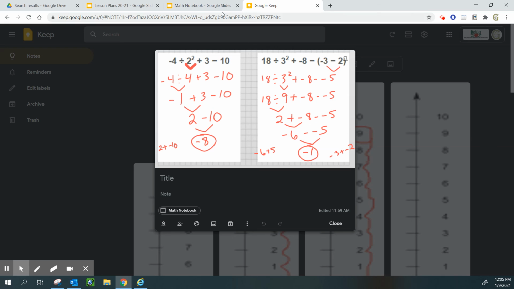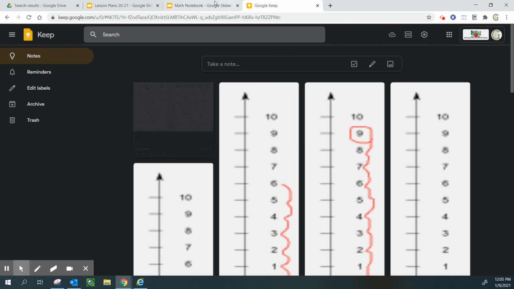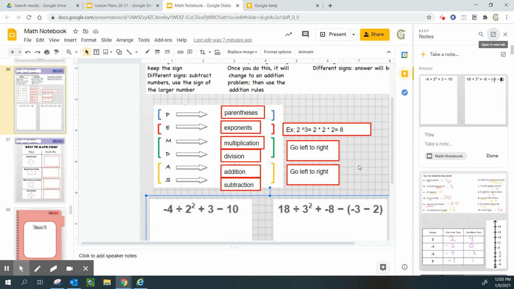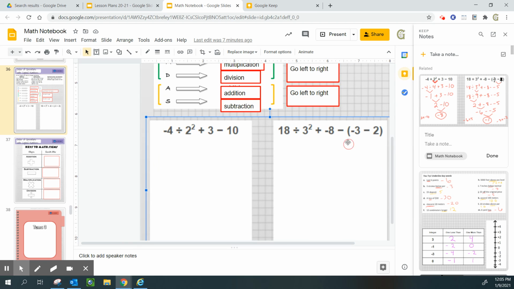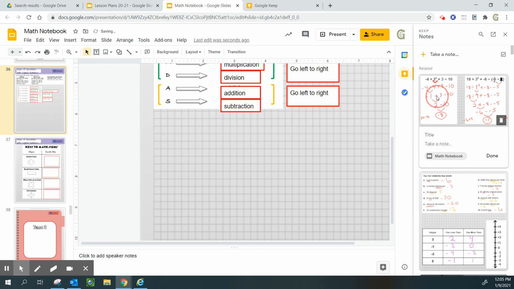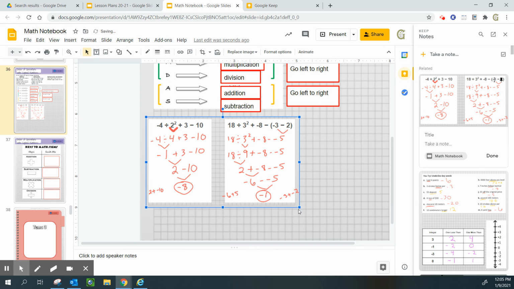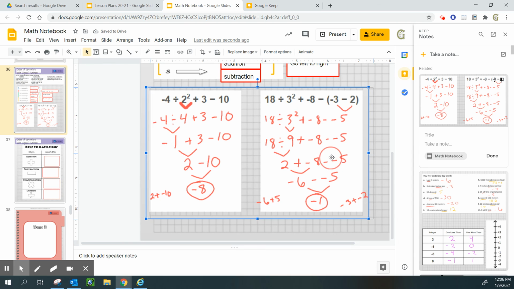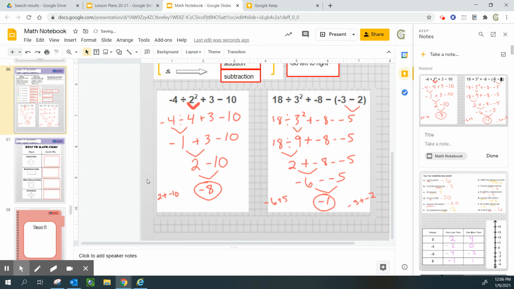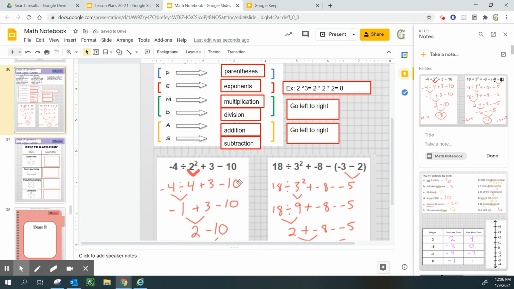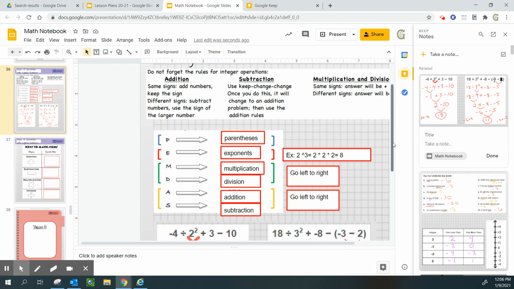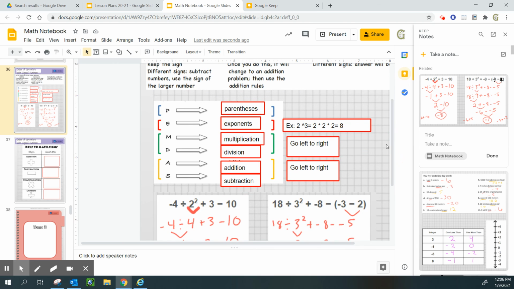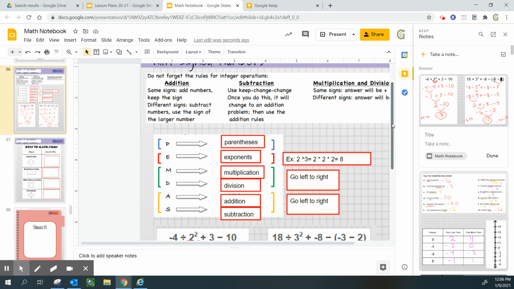So I'll go ahead, go back, and we can go in here, delete this one, and then I can copy and paste my work into here so I have it as an example for myself. So remember, nothing necessarily new. You're just using your PEMDAS with your integer rules.